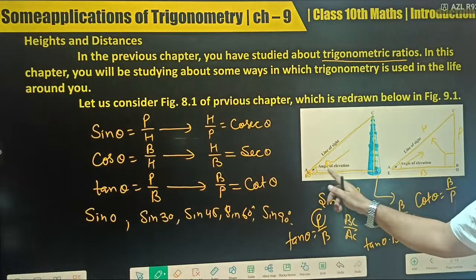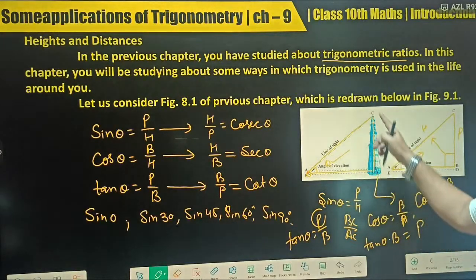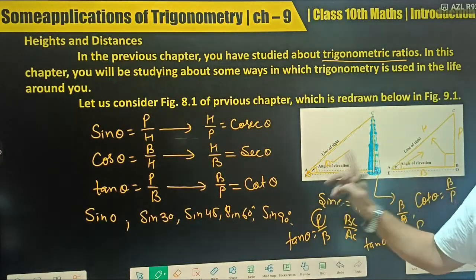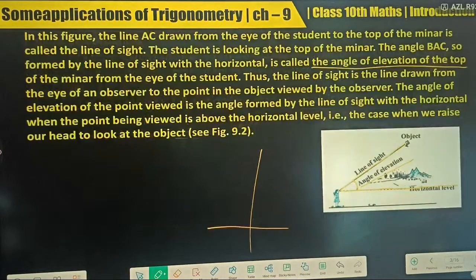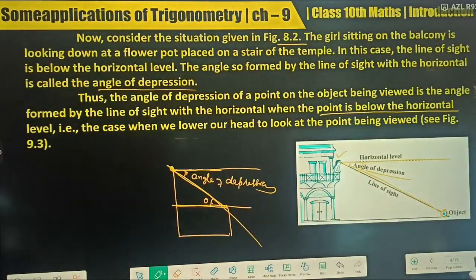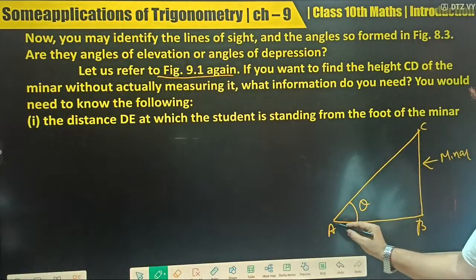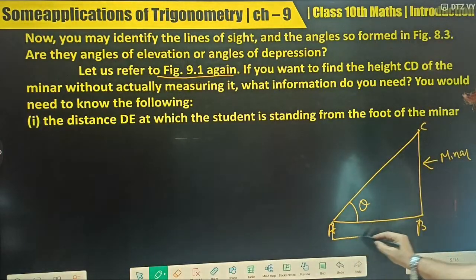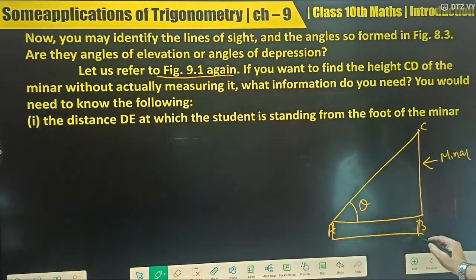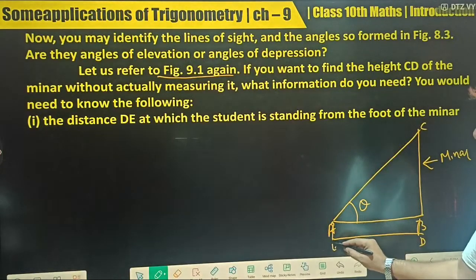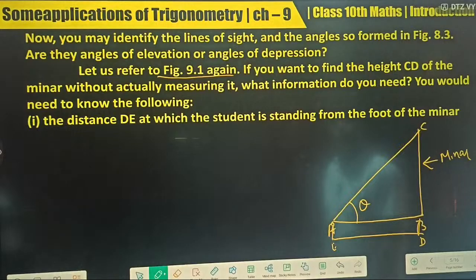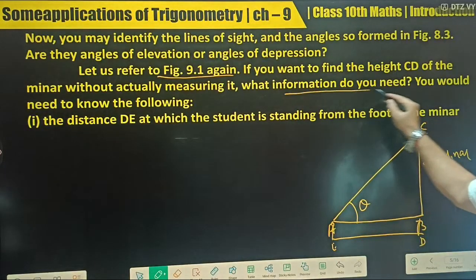So this is A, B, C, D and E. So what's taken? This is C, and it's someone standing here, and this is D. If you want to find the height CD of the minar without actually measuring it, what information do you need?